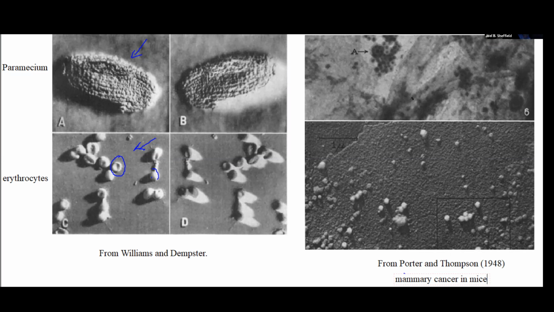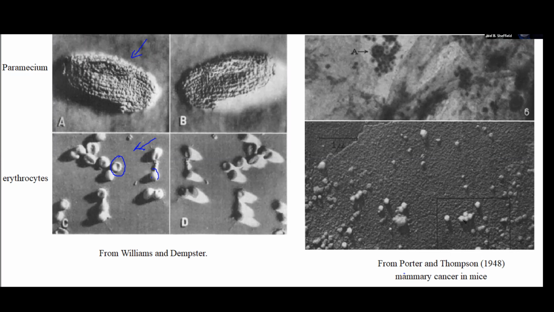At any rate, what Porter and Thompson were trying to do was to see if they could visualize these viruses. And they showed, for instance, if you take some of the breast cancer tissue, you spread it out on an EM grid. And in this case, I think they stained it with osmium tetroxide. We'll talk more about fixatives later on. But osmium was a well-known fixative at that point. And you dried it down, you could see these kinds of particles. And they thought, well, gee, maybe that is viral material.